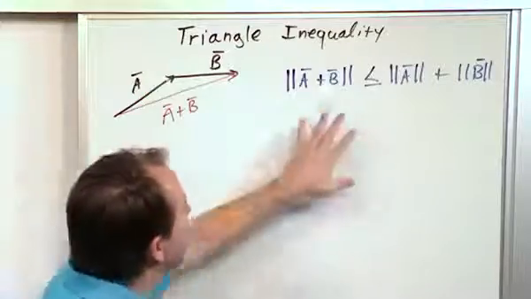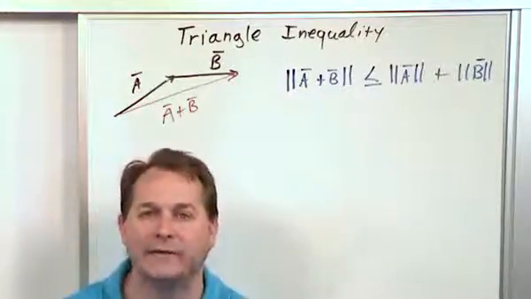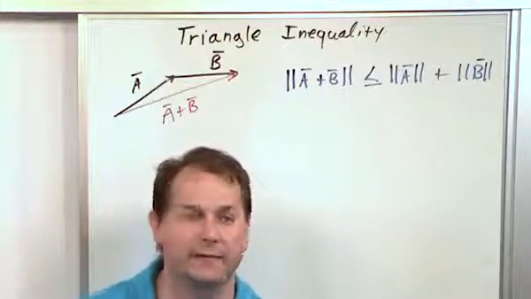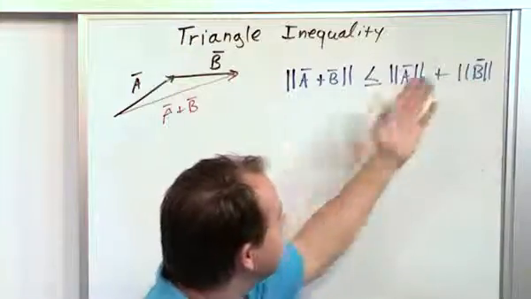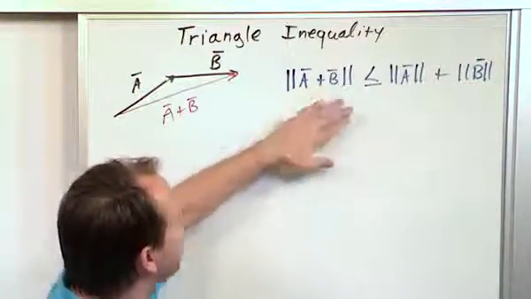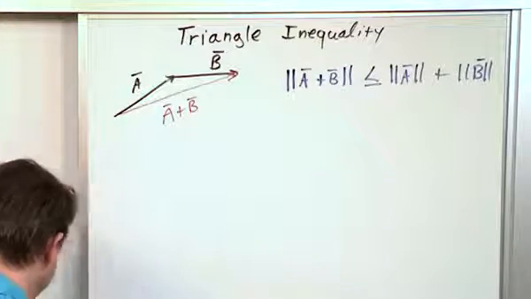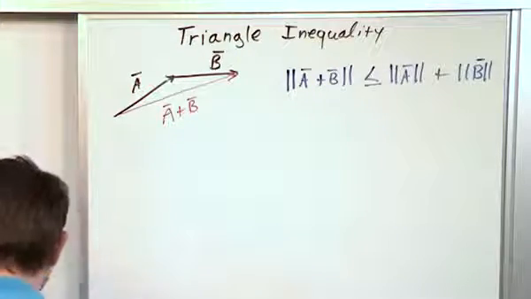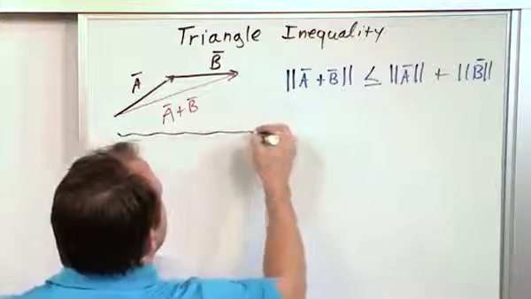So it's always going to be less than or equal to what you get if you individually take the magnitudes of the vectors you care about and add up the magnitudes. So what you're doing is comparing numbers. The length of A plus the length of B is almost always going to be bigger than if you take the vector sum and then take the magnitude. That's basically what it's saying. All right? So that's the triangle inequality. Let me draw a little line here.